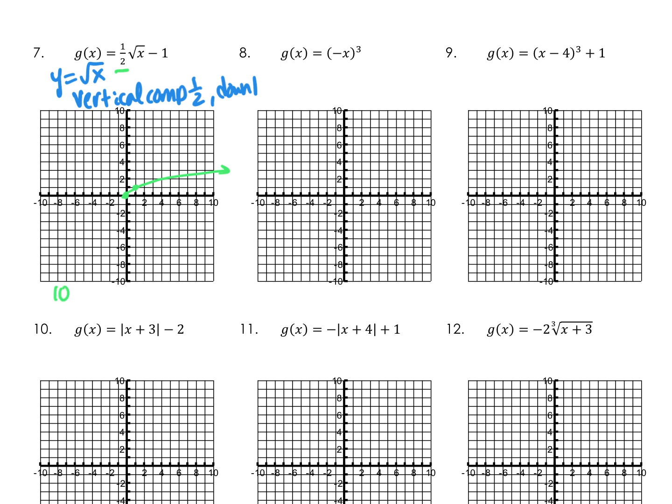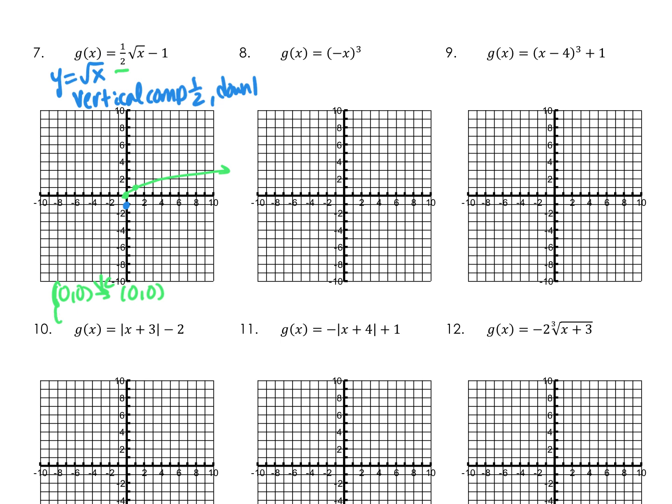So if we take the point 0, 0, which is at the origin, and we do the vertical compression, we're going to multiply the y value by 1/2, but that's not going to change anything. That's going to stay at 0, 0, and then we'll move it down 1. So this will be our new 0, 0.